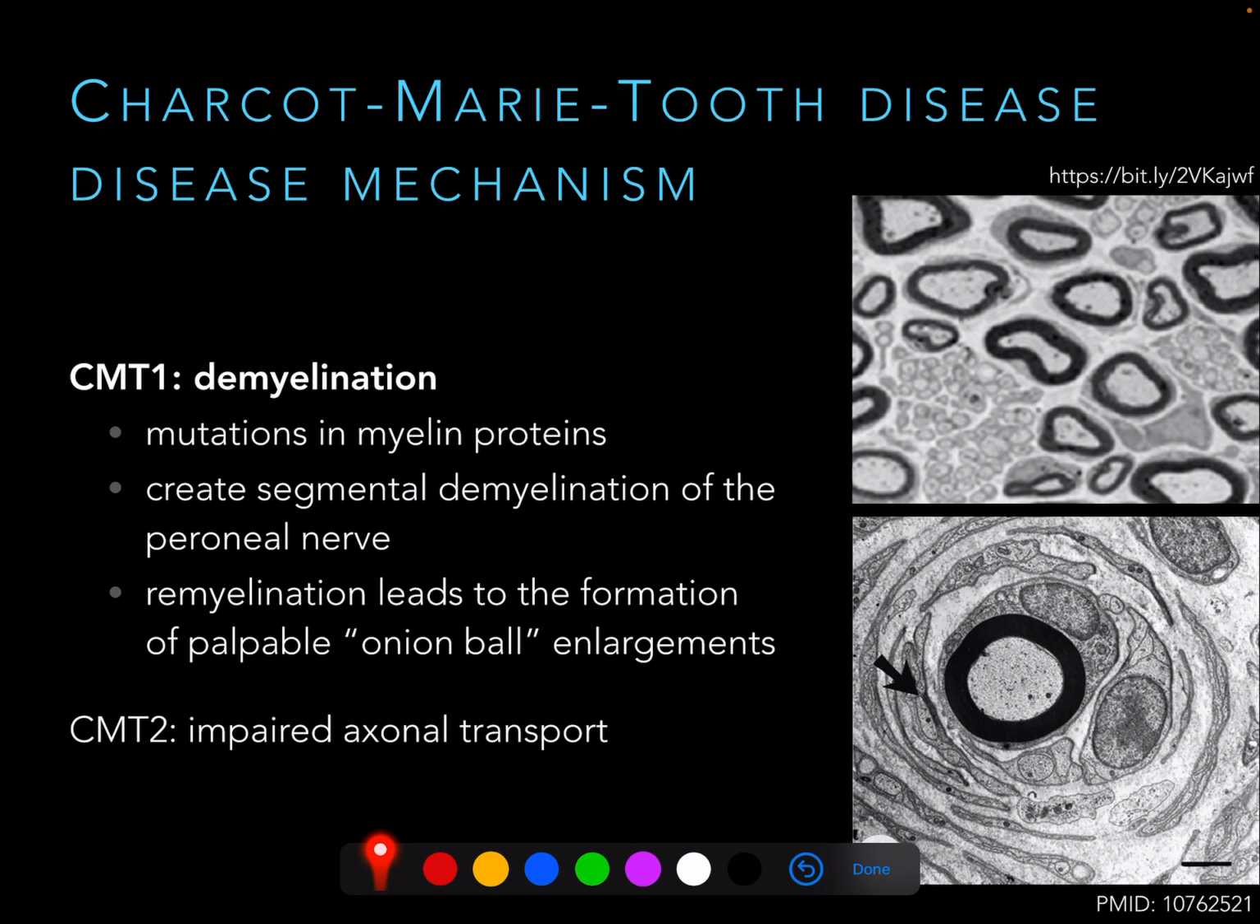And so when the myelin doesn't form properly, over time what this leads to is demyelination. And then demyelination in the peroneal nerve is going to give us the symptoms in the lower limb that will be covered in the next video.